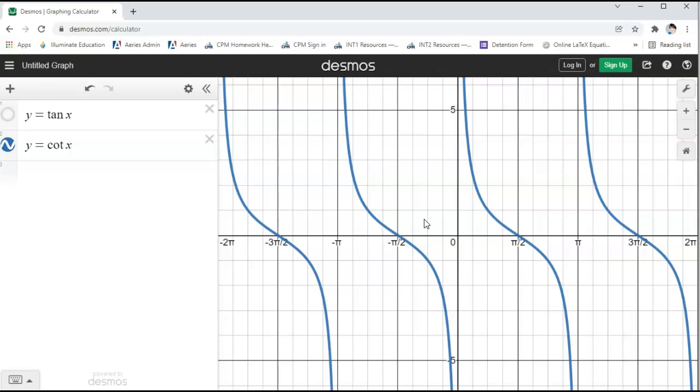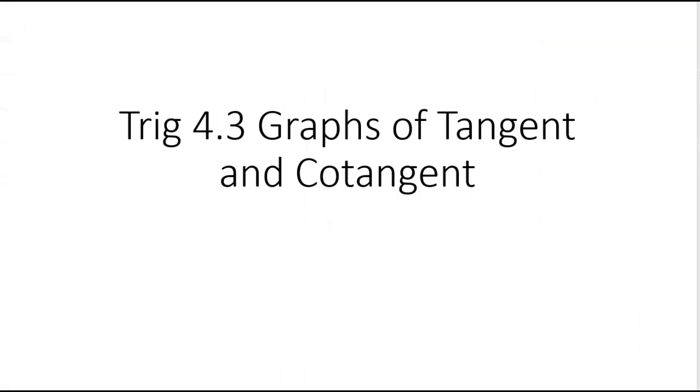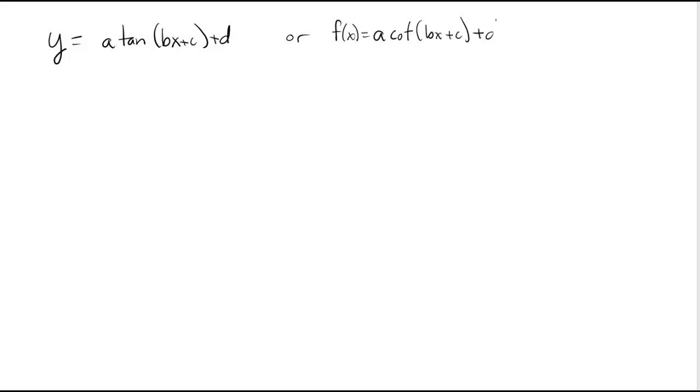Okay, so again, two different graphs for tangent and cotangent. Let's look a little more closely at this. Here's what our equations look like. y is equal to a tangent. We still have an a value, we can still have a b and a c, and we can still have a d. Or we can use f of x if we really want to. And again, a cotangent of bx plus c, and then plus d.